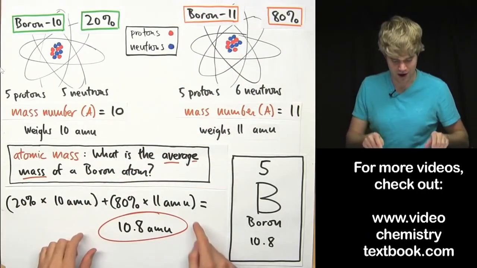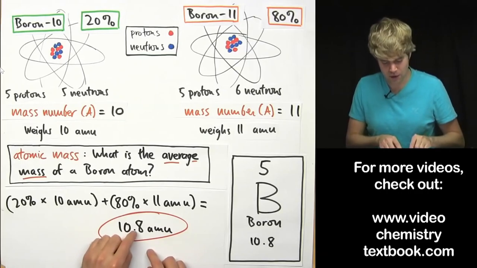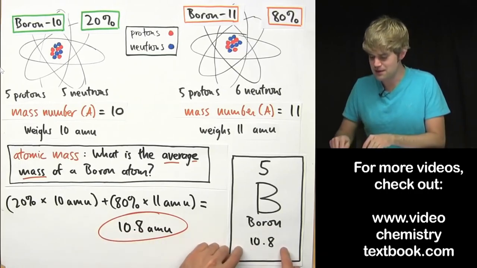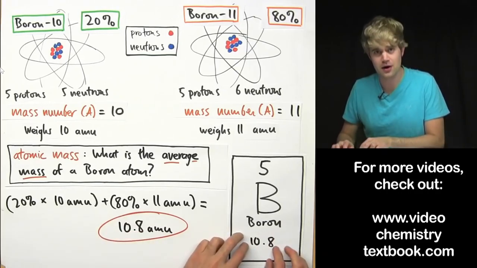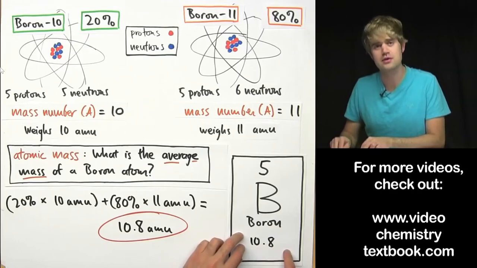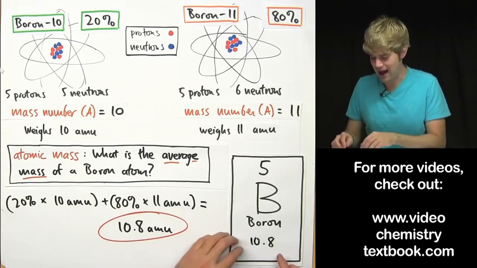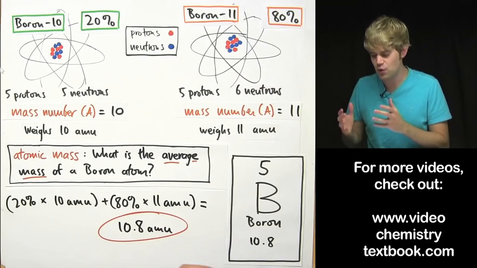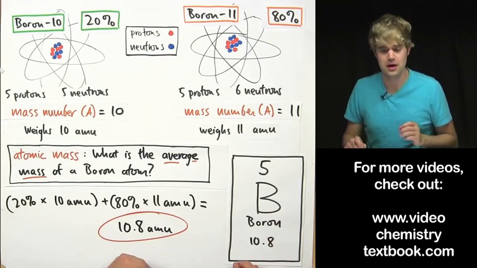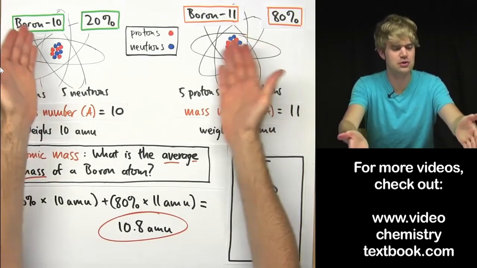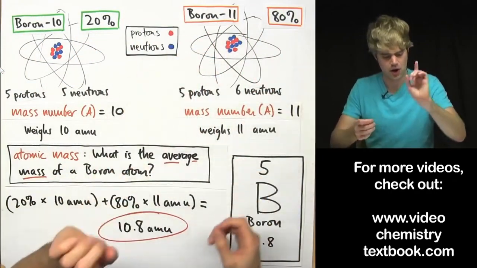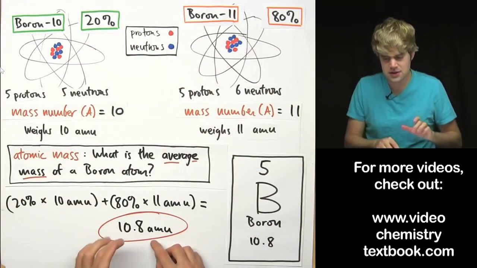Now check this out. The number that we get here, 10.8 AMU, is what's at the bottom of this element name on the periodic table. So that's what this number is. It's the atomic mass that tells you what the average weight of one of these boron atoms is. Now we said we had these two different types that weigh 10 AMU or 11 AMU. Look at the average. The average is 10.8.